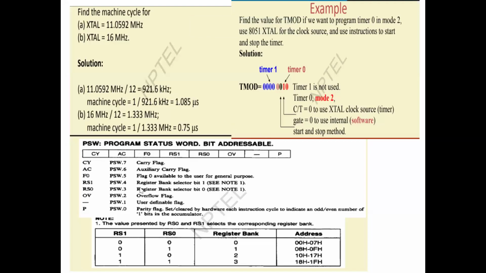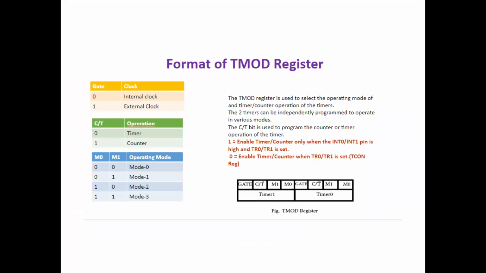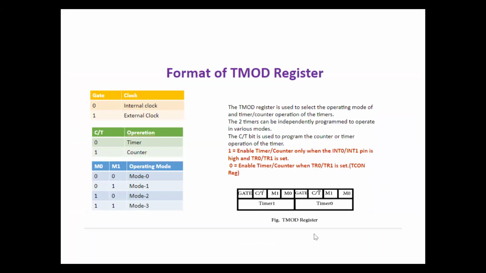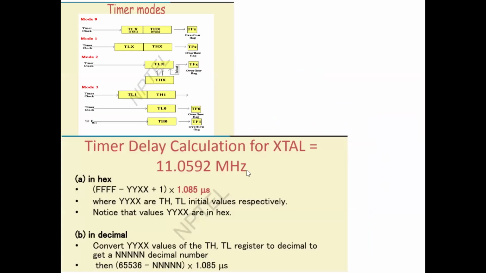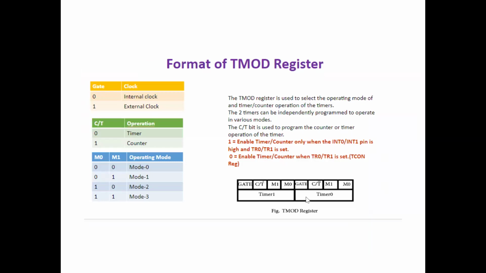So 0 0 is bank 0, 0 1 is bank 1, 1 0 is bank 2, 1 1 is bank 3. Okay. This is the TMOD register. Here you see timer 0 has one set, and timer 1 is repeated. We have 4 modes of operation: 0 0 for mode 0, 0 1 for mode 1, 1 0 for mode 2, and 1 1 for mode 3. This is applicable for timer 0 and timer 1.